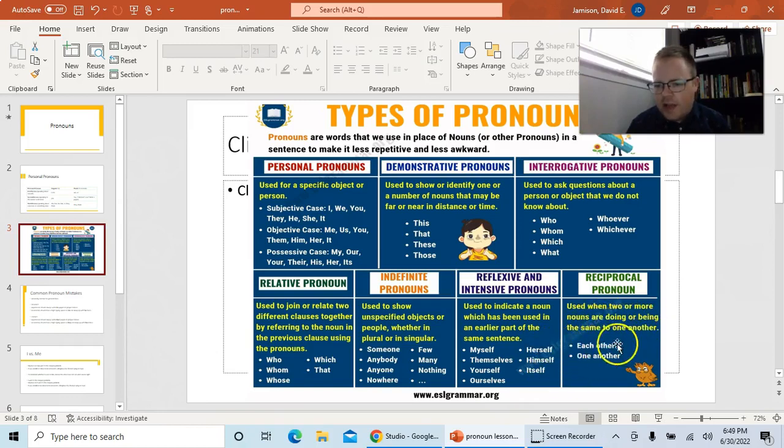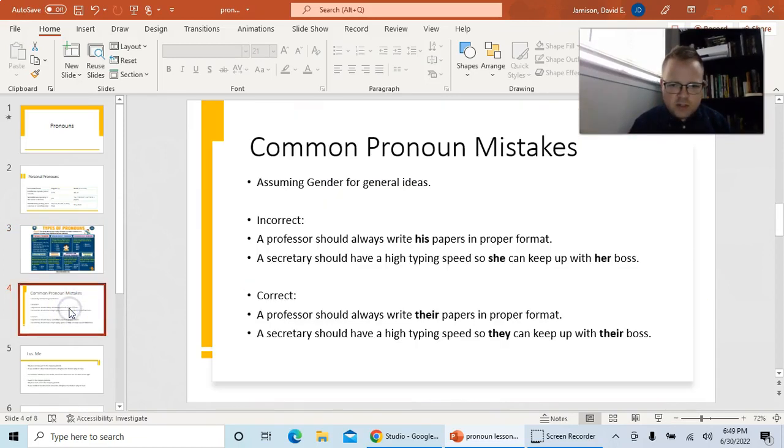My coworkers hate each other. That's why they always undermine one another. Those would be reciprocal pronouns, where they're just going back and forth. Okay, so let's do some common pronoun mistakes.